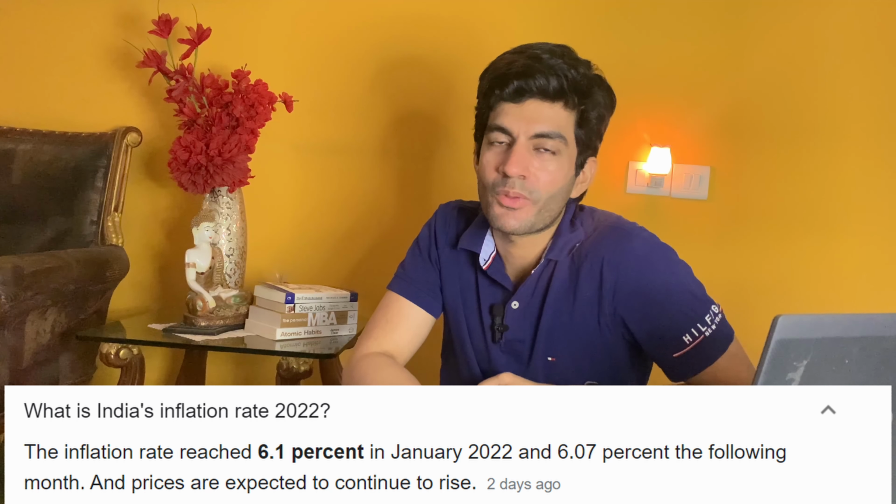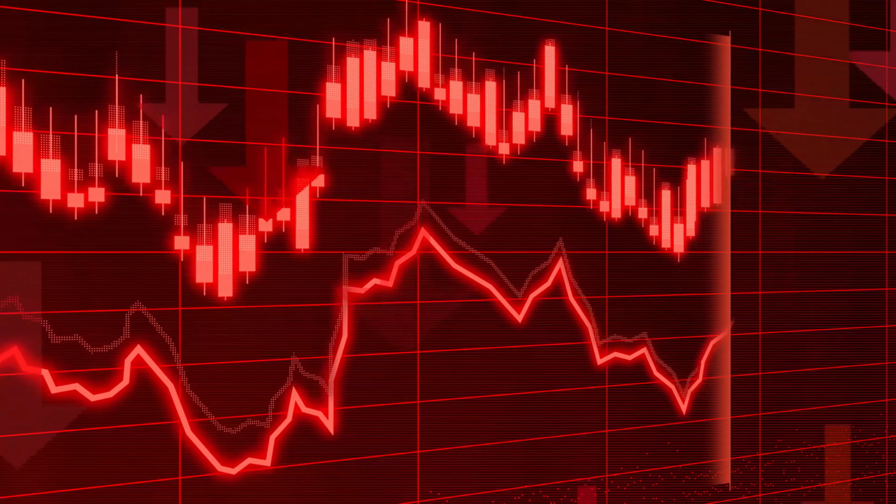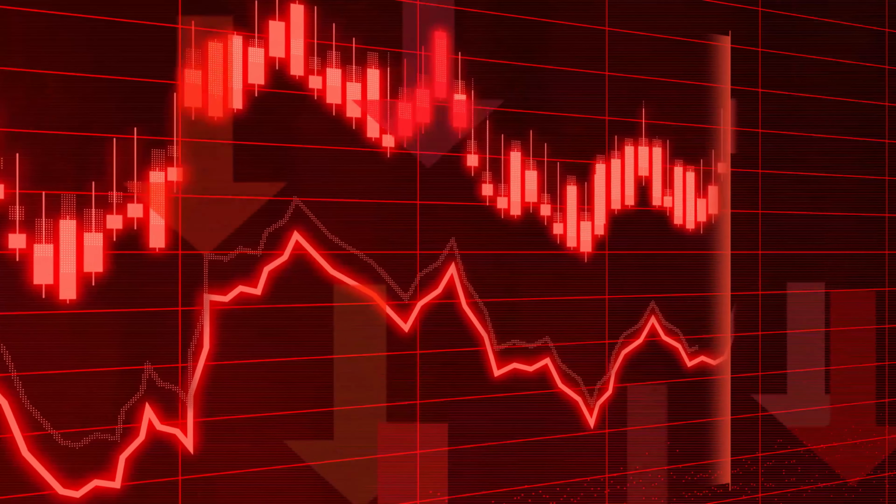So this 12% return is from where? If you keep in bank savings, you might get 3 to 4% of return, and if you keep in a fixed deposit, you might get 5 to 6% of return. And my friend, inflation in India is 6.1% according to 2022 census report. So if you are keeping your money in fixed deposit or savings, you are losing its value, and my friend, you're also getting poor.